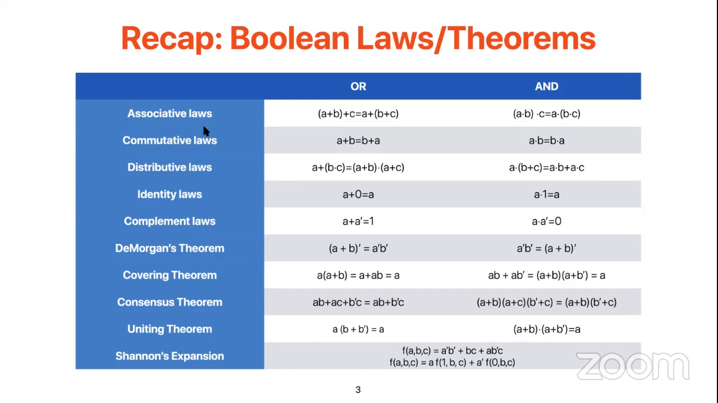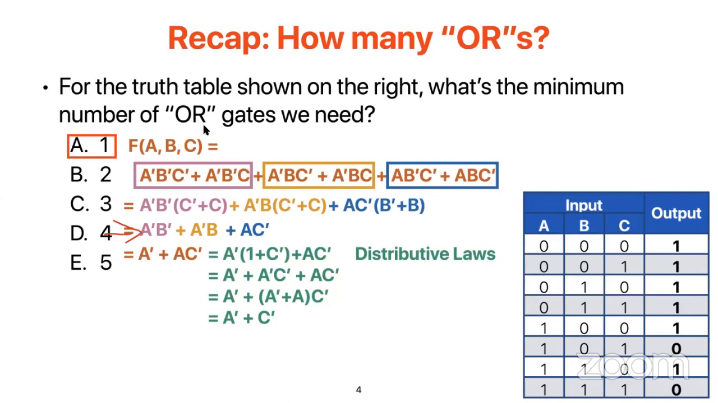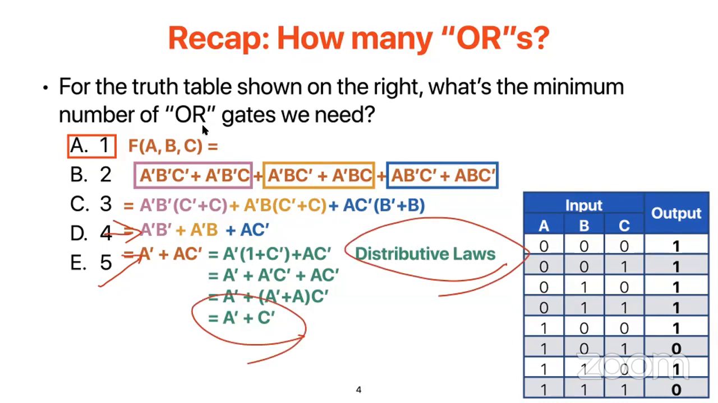So, for example, like this question we talked about last week, right? Using the uniting theorem, you can potentially get these three terms. However, this is not minimized, because if you use the, what's the name of it? It was one of the laws, which I don't even remember its name. You can make it as simple as this one, right? But this is still not the simplest, because if you use distributive laws, it gives you this one, right? So this approach is not really what we wanted.